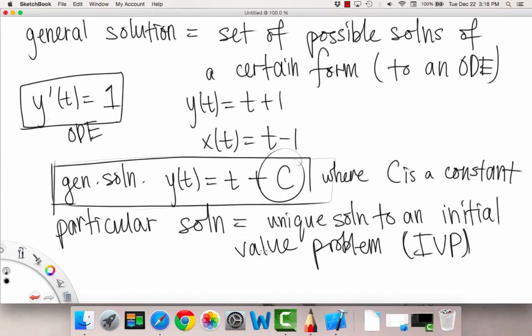So anyways, a particular solution basically just allows us to pin down this constant c. Let's say we find c is equal to 2 for our initial value problem, then our particular solution to that initial value problem would be y of t, for example, equals t plus 2, if we figured out what our c is. Anyways, we'll continue this on the next slide, okay?